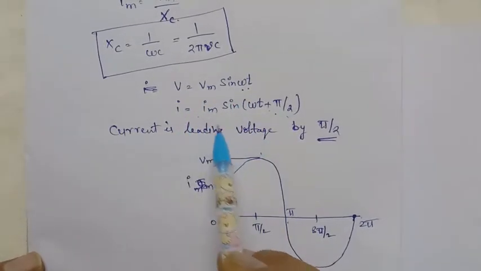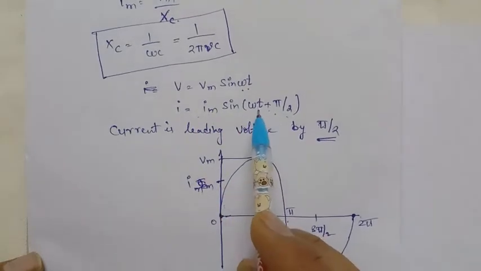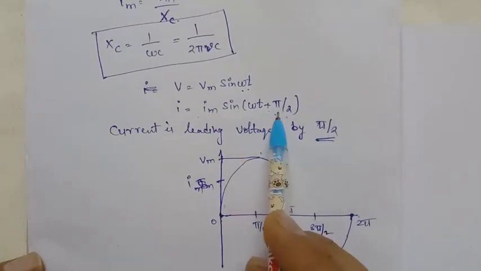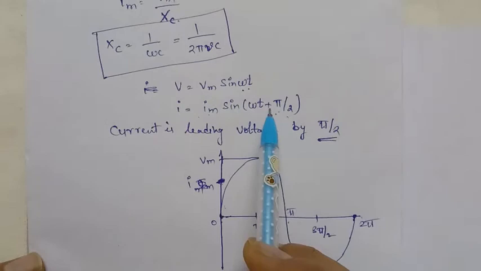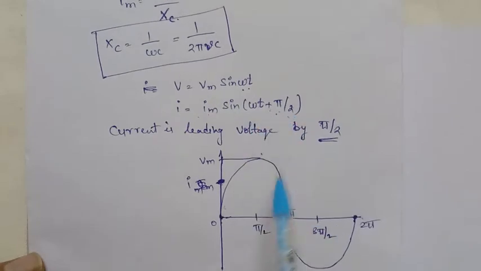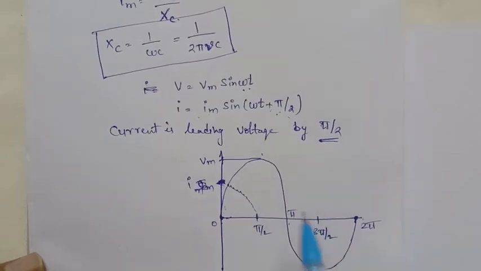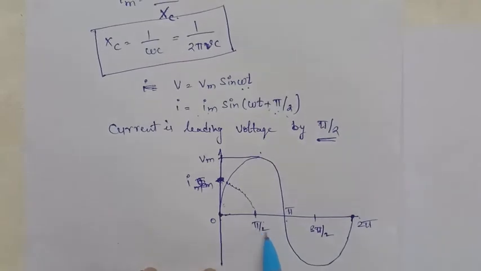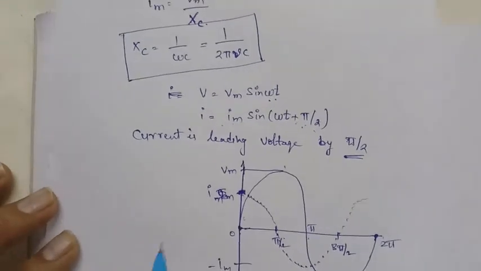In the case of I, you take 0 first of all. 0 plus pi by 2 means pi by 2, and sine pi by 2 means Im. So initially the current is maximum here, and next pi by 2 plus pi by 2 is pi, sine pi is 0, which means the current drops to 0. That means it is discharging. Again it goes on charging. Then Im, minus Im, like this is the graph. So for this, what are the phasors?